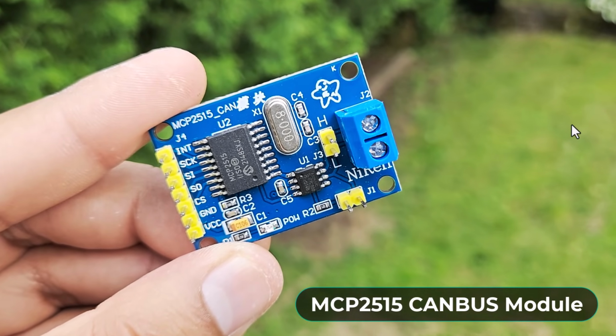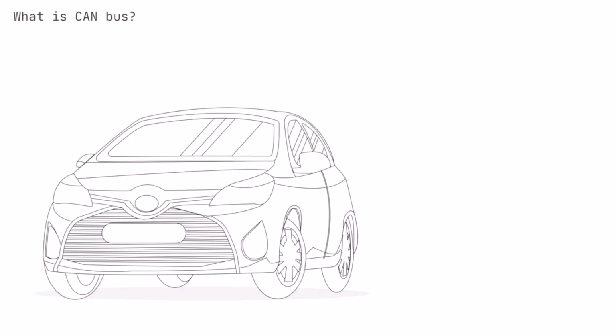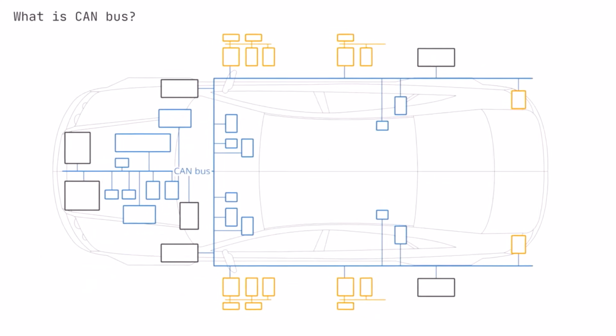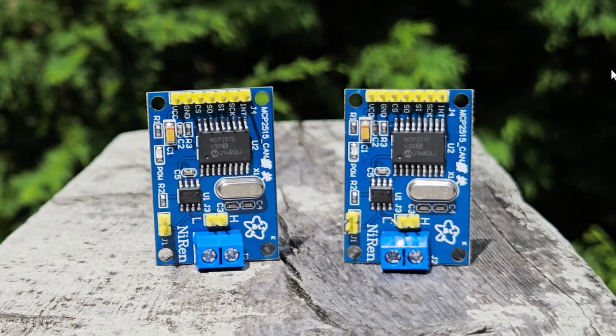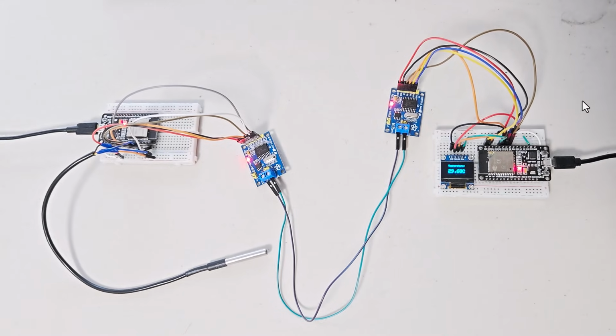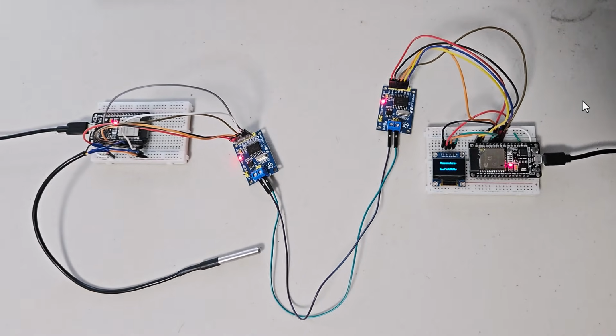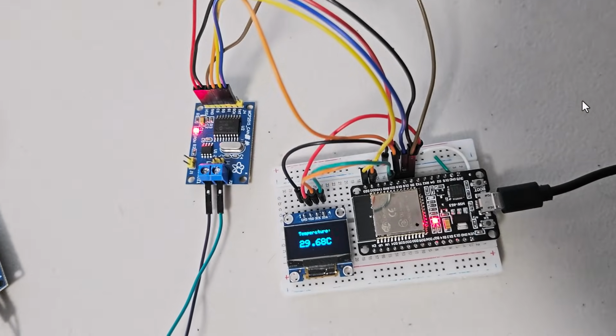This is the MCP2515 CAN Bus Module from Microchip. In this tutorial, we will learn about the CAN Bus protocol by interfacing the MCP2515 CAN Bus Module with an ESP32 microcontroller. We will transmit the DS18B20 temperature sensor data over a certain distance using the CAN protocol.